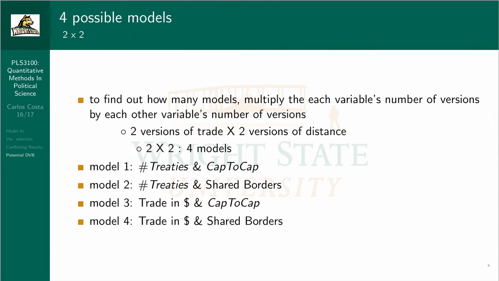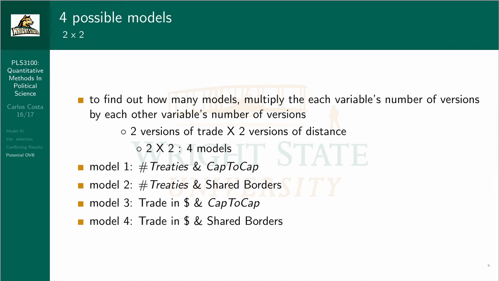How did I get to 4 models? Well, the first independent variable, that's trade, has 2 versions, and the second independent variable, proximity, also has 2 versions. 2 versions times 2 versions gives you a total of 4. 2 times 2 equals 4.